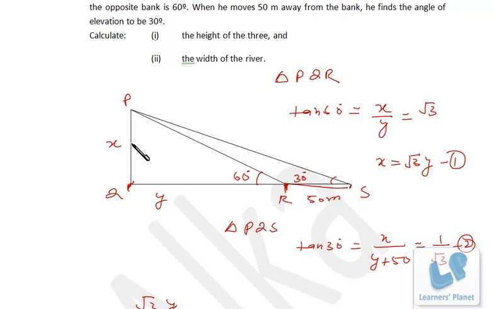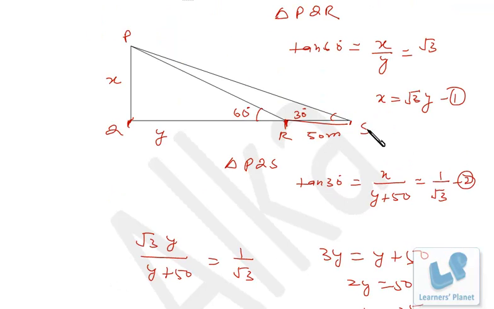Now we have two triangles PQR and PQS, right? First of all, we take triangle PQR, and the angle of elevation is 60 degrees. The relationship between this and this is given by tan theta. So tan 60 degrees is equal to x by y. We got one relationship. Then we took the triangle PQS. Here the perpendicular is x and the base is y plus 50. The relationship between perpendicular and base is given by tan theta, and here theta is 30 degrees, right? So x upon y plus 50 is 1 upon root 3.